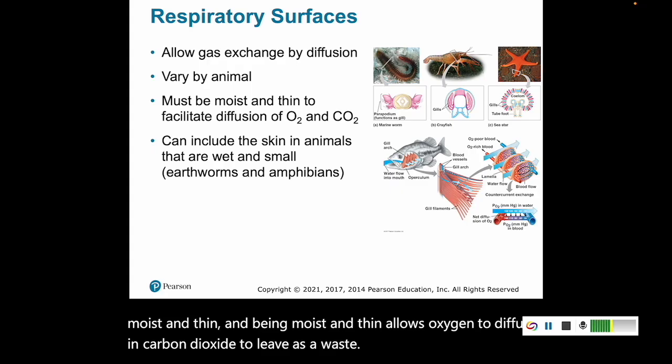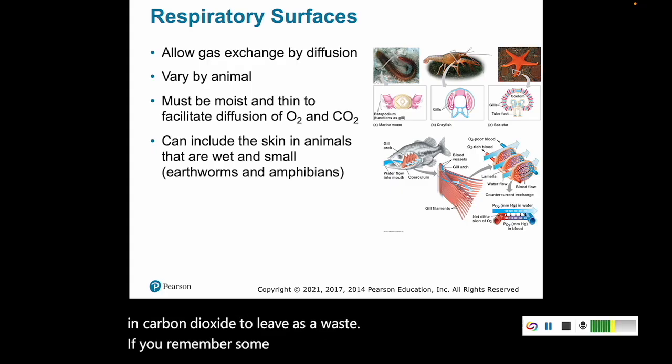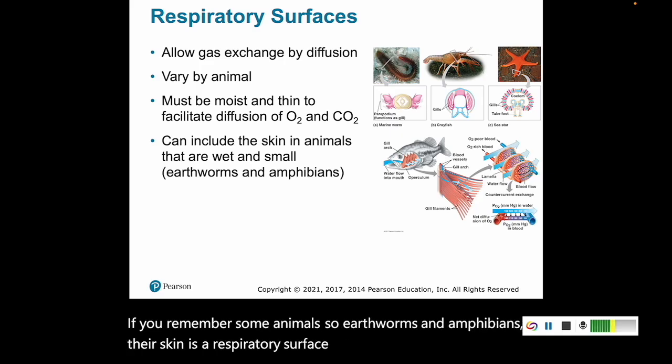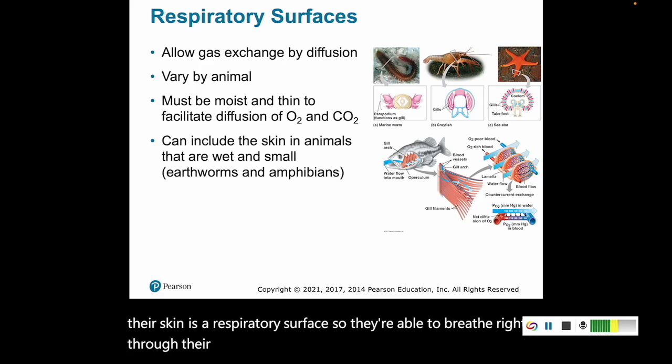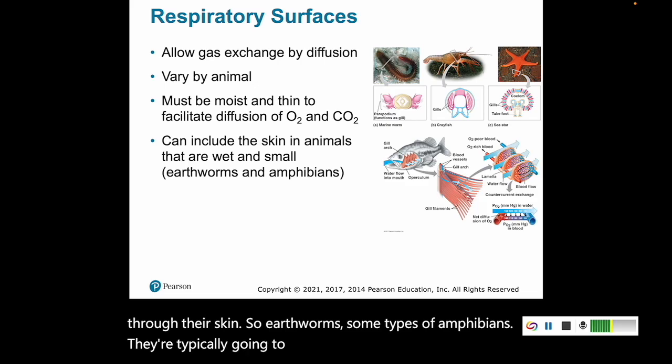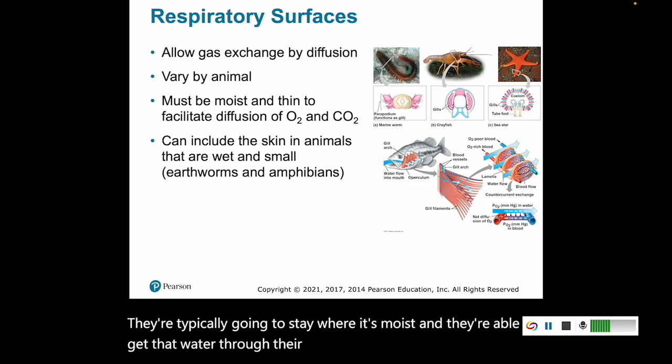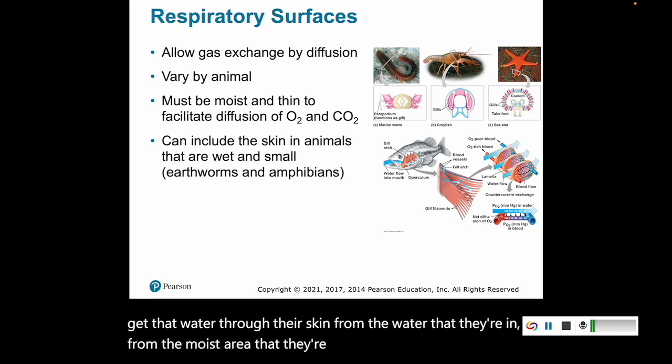If you remember, some animals, so earthworms and amphibians, their skin is a respiratory surface. So they're able to breathe right through their skin. So earthworms and some types of amphibians are typically going to stay where it's moist, and they're able to get that water through their skin from the water that they're in, from the moist area that they're in.